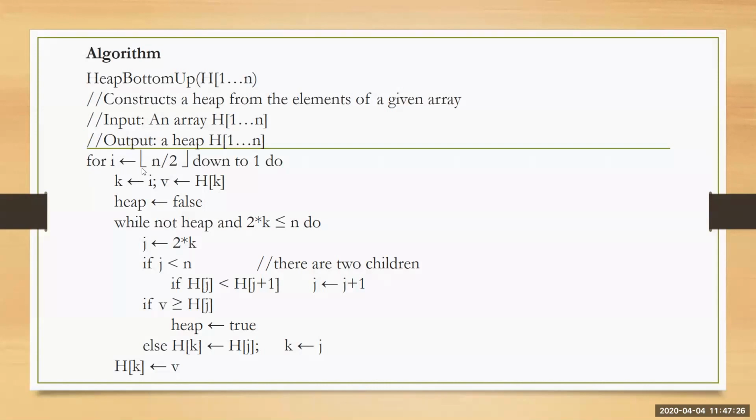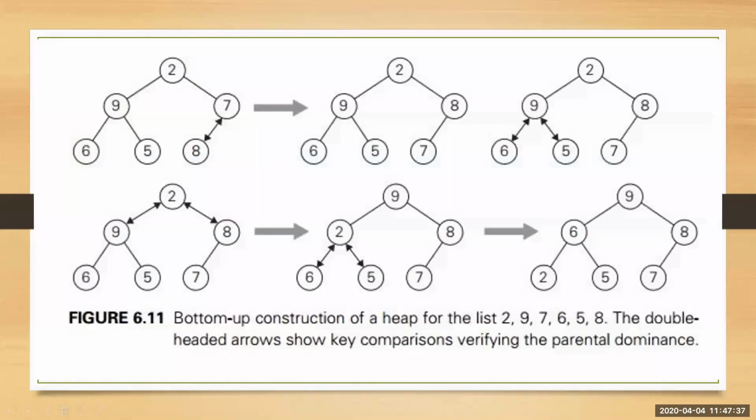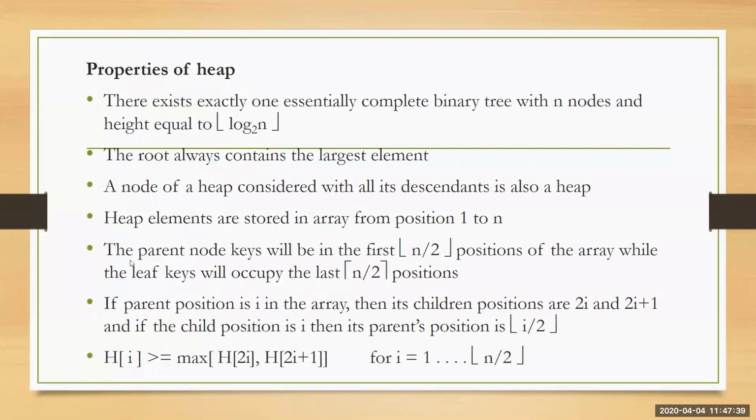For i is equal to floor of n by 2. What is floor of n by 2? While learning about the properties, we have learned these properties. If you look at the fifth property, the parent node keys will be in the first n by 2 positions. That means till the first n by 2 positions, you will get the parent nodes. So based on this point, we are using that for loop.